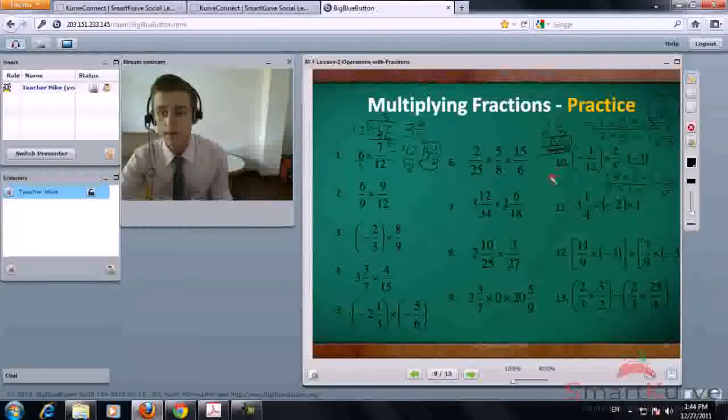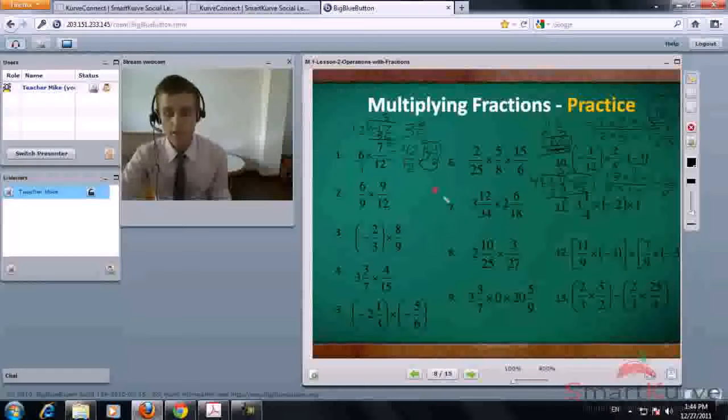Now we have negative 26 divided by 4. That goes in 6 times to give us 24, with a remainder of 2. So we know the answer is going to be 6 and 2 over 4, which reduces to 1/2. And we don't want to forget that we have a negative. Remember, a negative times a positive always equals a negative. So the final answer is negative 6 and 1/2.